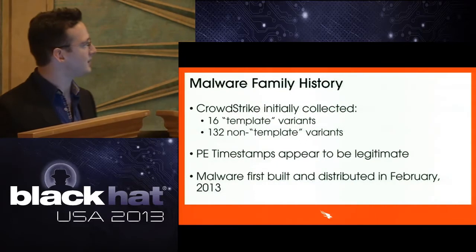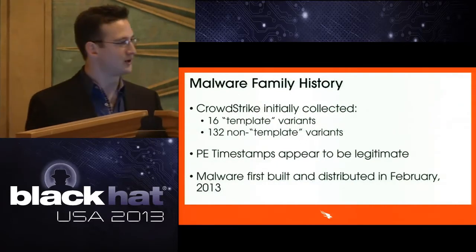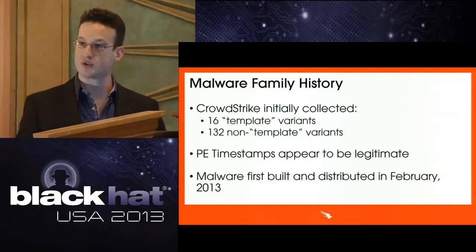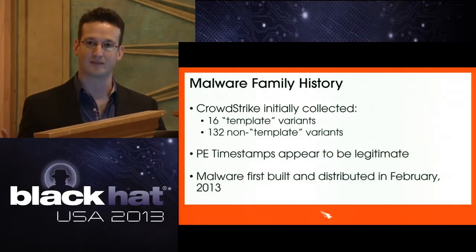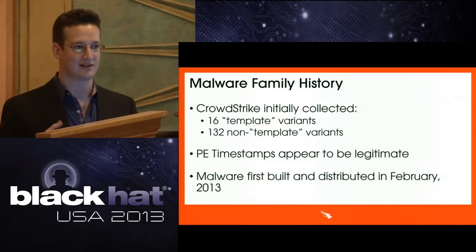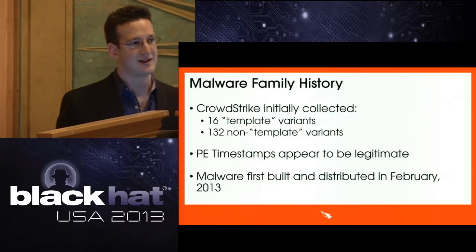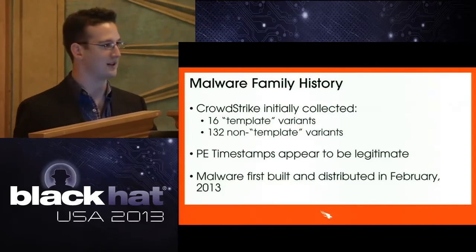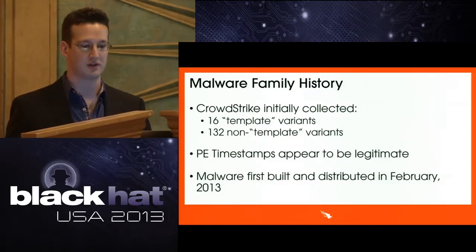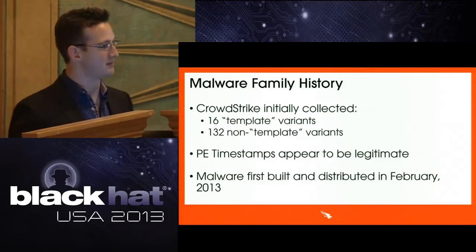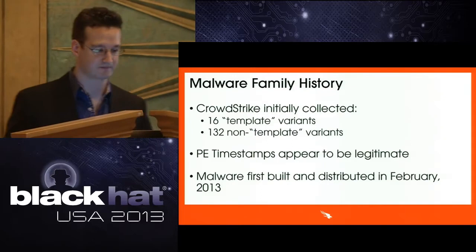So as it turns out, 132 of the 148 variants that we collected used randomized data, but 16 used these template variants. My guess is that the malware author had originally written the malware to use the template variants and then wrote the next version to use the randomized values. So these 16 that we found maybe weren't supposed to be let into the wild.